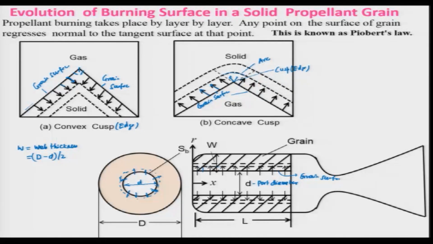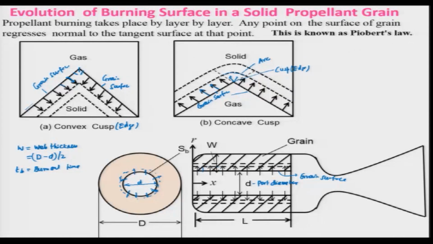And keep in mind that if I want to find out how much time it will take for burnout, if Tb is the burnout time, that means the grain surface or the burning surface will be reaching the metal surface. That means there will not be any propellant which will be really burnt out. So, that is the burnout time.